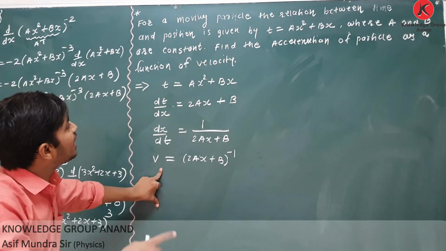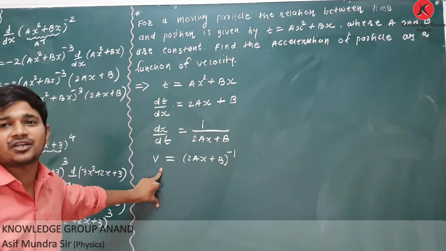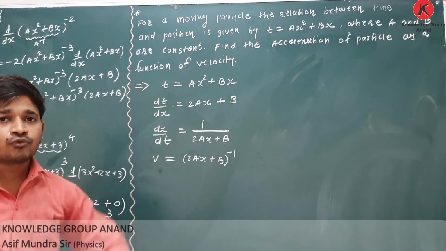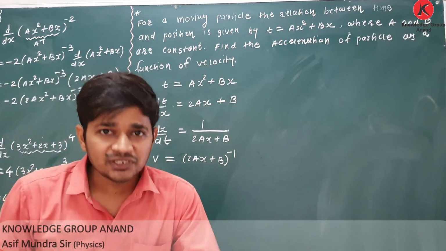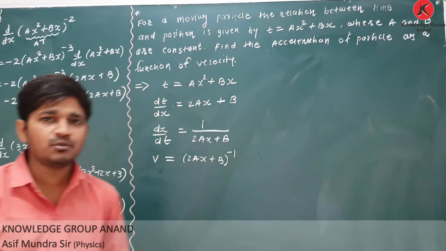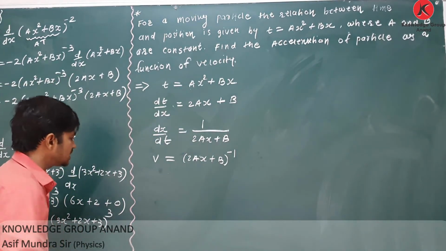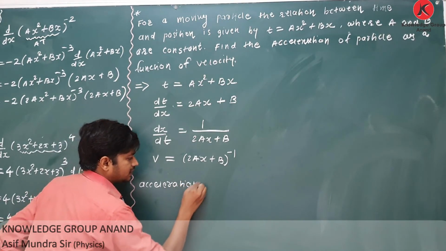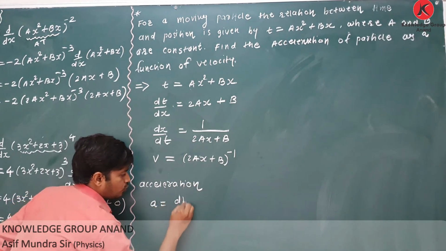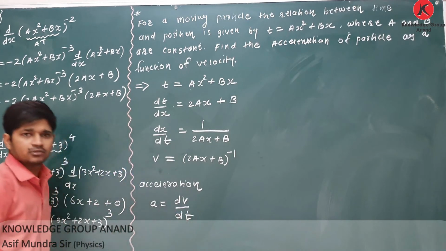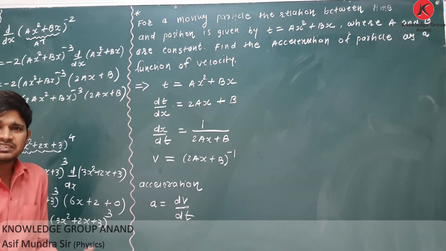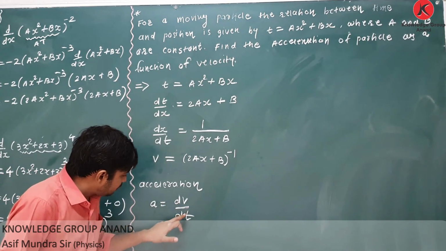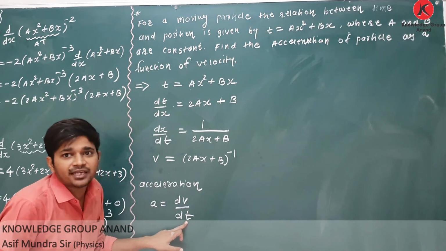Now it is again velocity. You have to find what is the acceleration of the particle. To find acceleration, you have to differentiate velocity with respect to time, so a is equal to dv upon dt. Now you will say, sir, it is very easy. It is not easy. Acceleration means differentiation of velocity with respect to time.